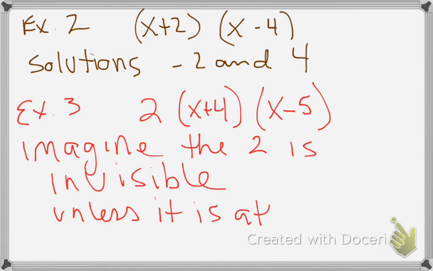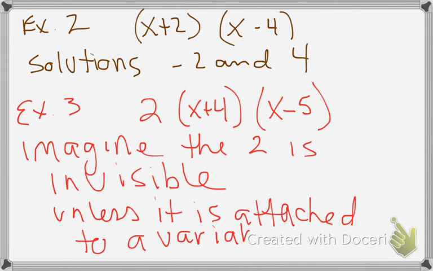We don't have to do the bottom, like the first step. If it was 2x, if it has a variable, that's a whole different problem, but it doesn't. So we can imagine that it's divisible, and then we answer as usual. What would we think the answer would be? Yeah, the solutions are -4 and 5.